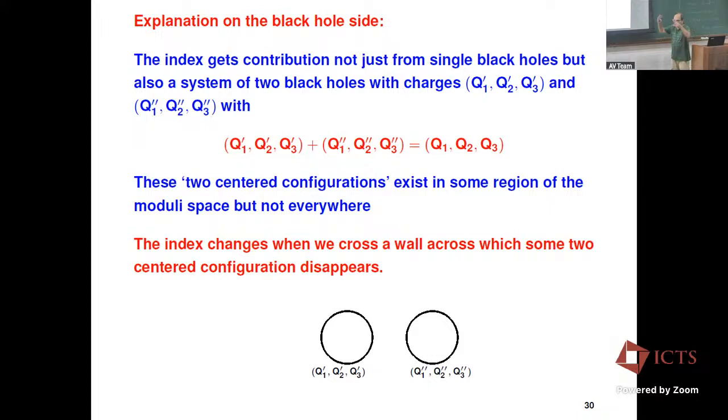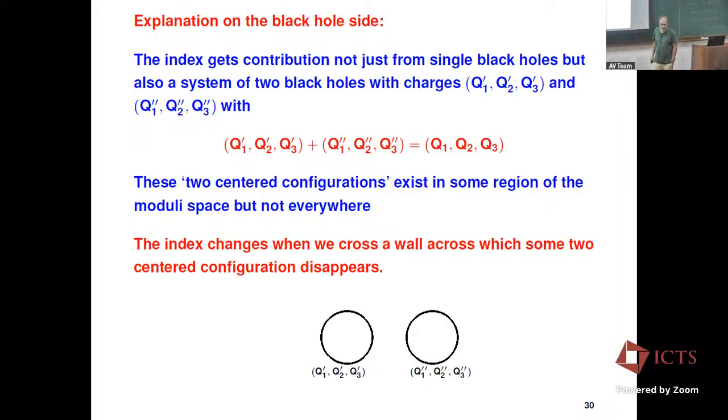Imagine that we fix the total charge. Given the same total charge, we can build it either from a single black hole or from multiple black holes. As long as the total charge adds up to the fixed number, you can have two-centered black holes like this, with total charge adding up to Q1, Q2, Q3. And it turns out that in the N equal to 4 supersymmetric theories, these two-centered black holes also contribute to the index.